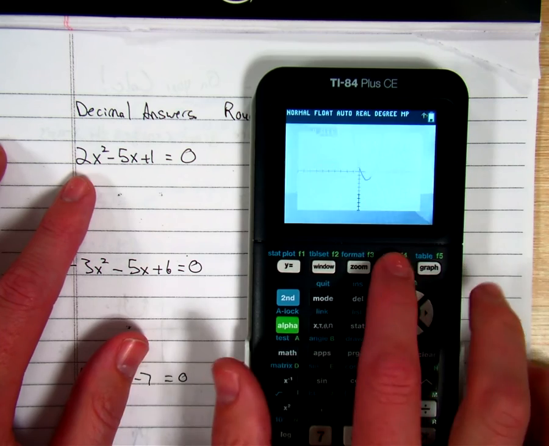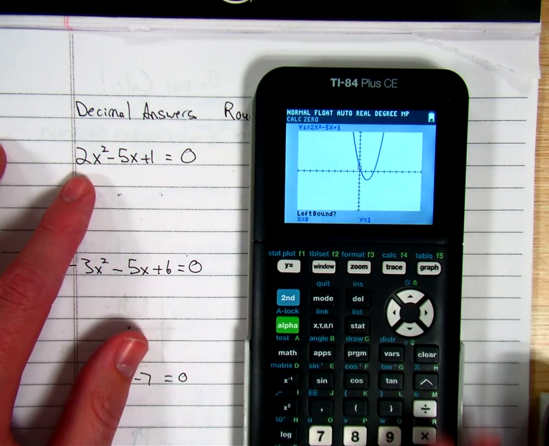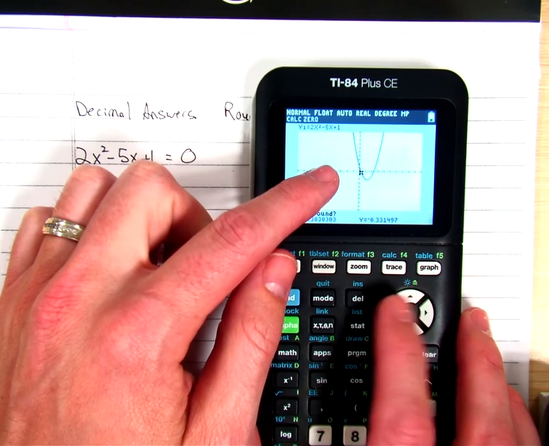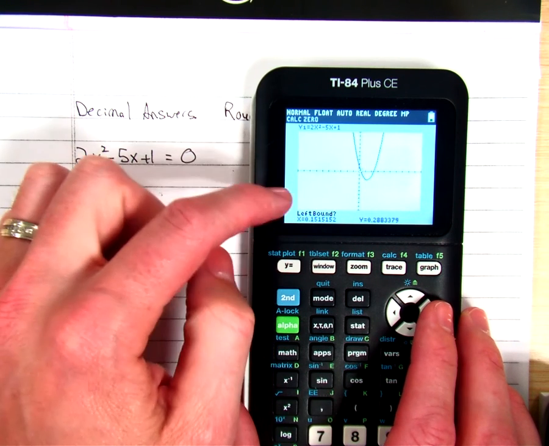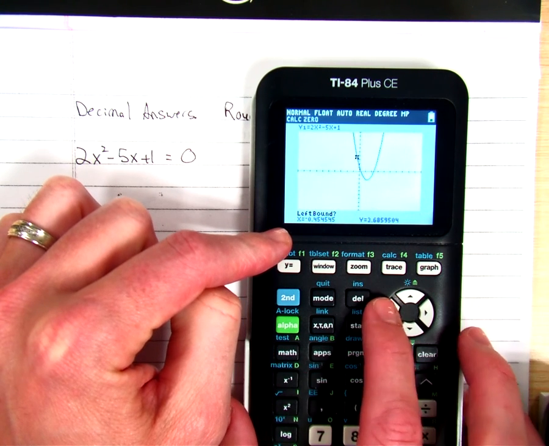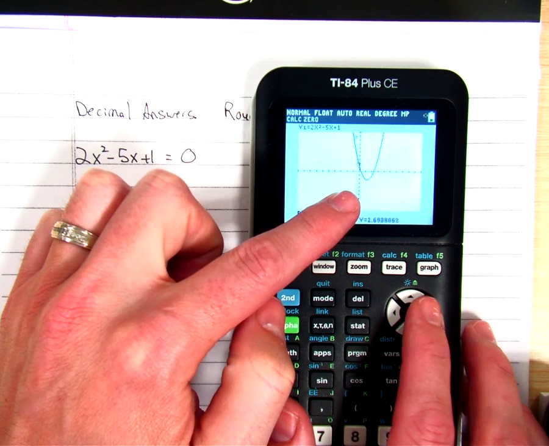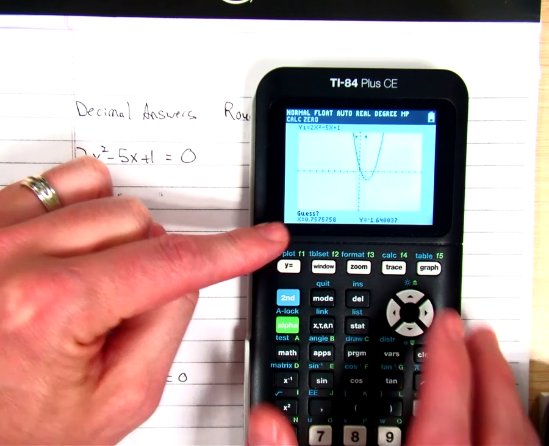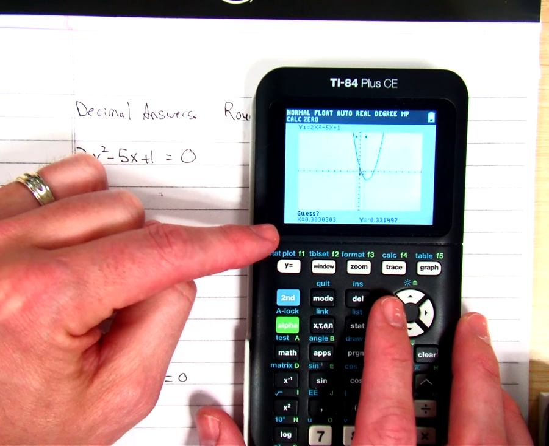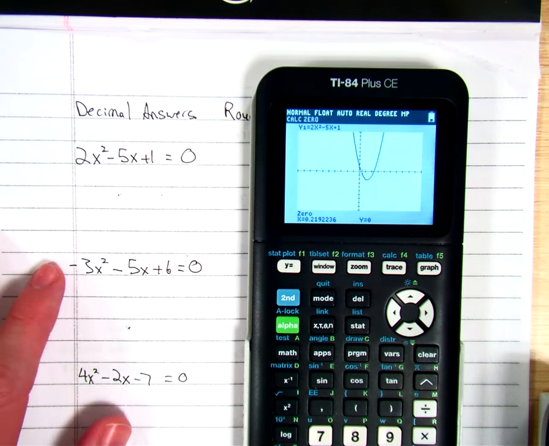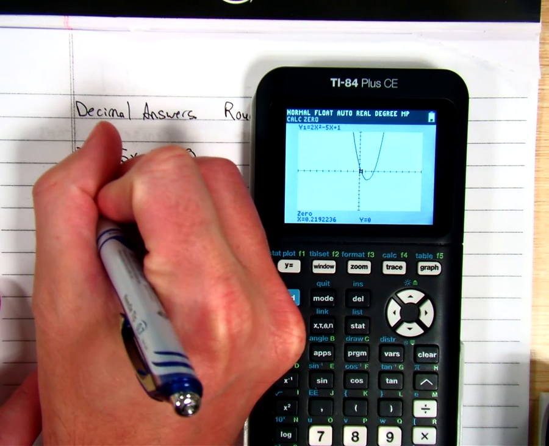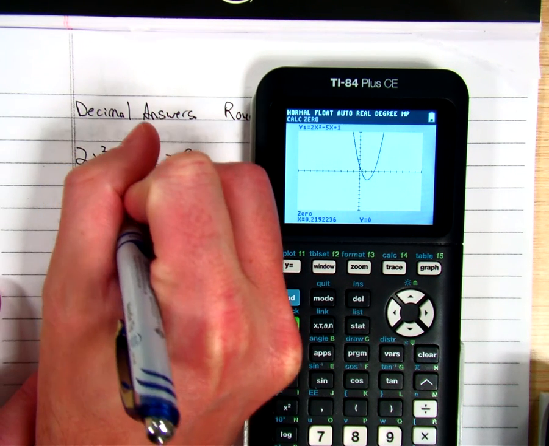So, second trace, 0. Okay, I'm closer to this one right off the bat, so that's what I'm going to try for. We're going to get as close as we can to the x-axis. Okay, left bound, left, left, left, left, enter, back down to our x-axis, right bound, right, right, right, right, enter, and then our guess is going to be right there on the x-axis, we got positive 0.2192236. We're going to go to 2 decimals. It's going to be 0.22, 0.